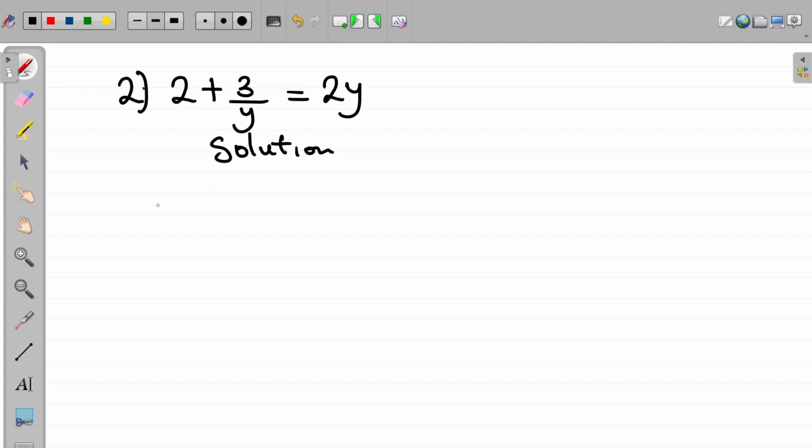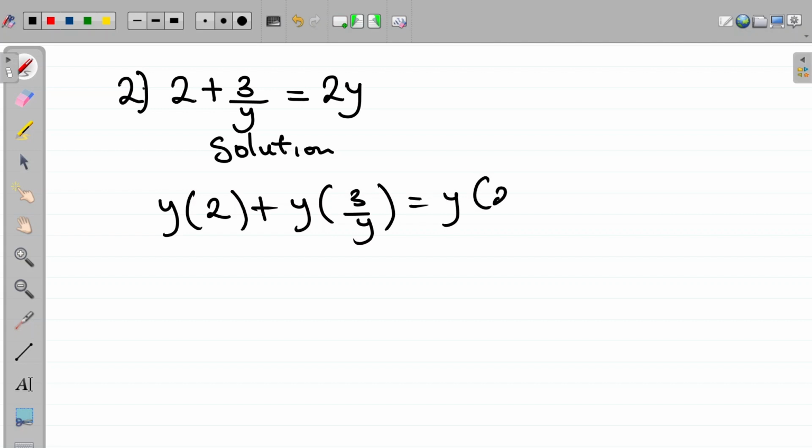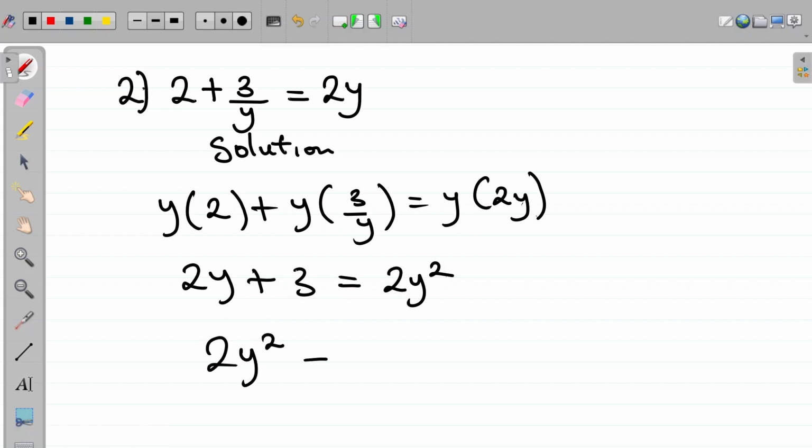So we have that this becomes y multiplied by 2 plus y multiplied by 3 divided by y equal to y multiplied by 2y. So we have that 2y plus y times 3 is 3y. 3y divided by y is 3 equal to y times 2y is 2y squared. So if we rearrange our equation, we have that 2y squared minus 2y minus 3 is equal to 0.